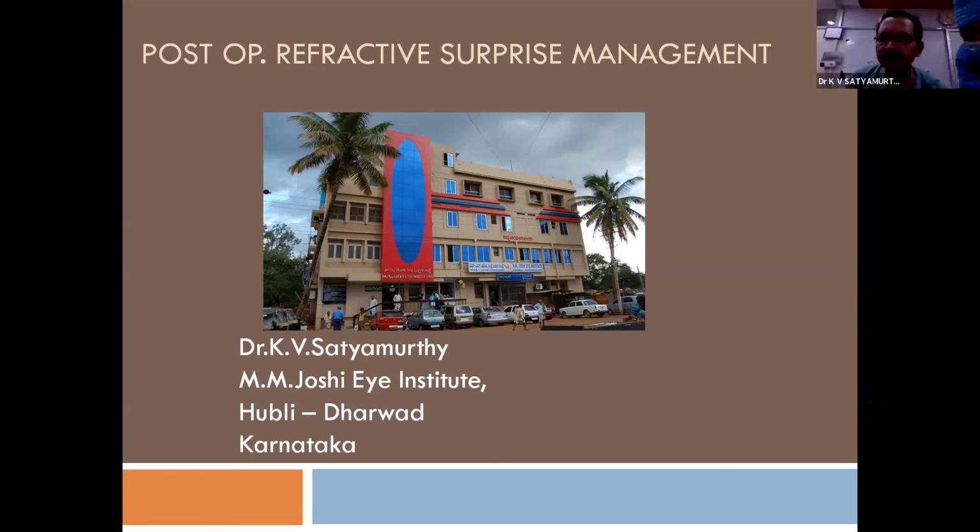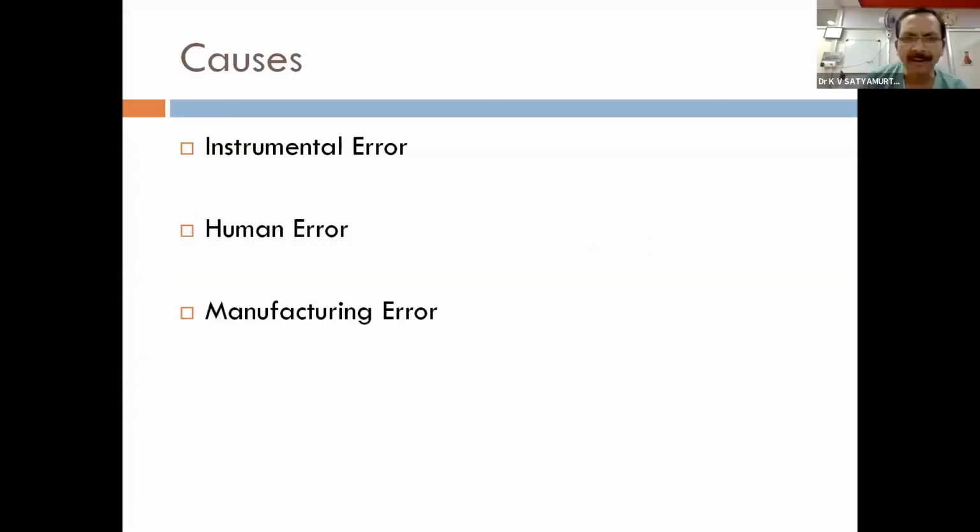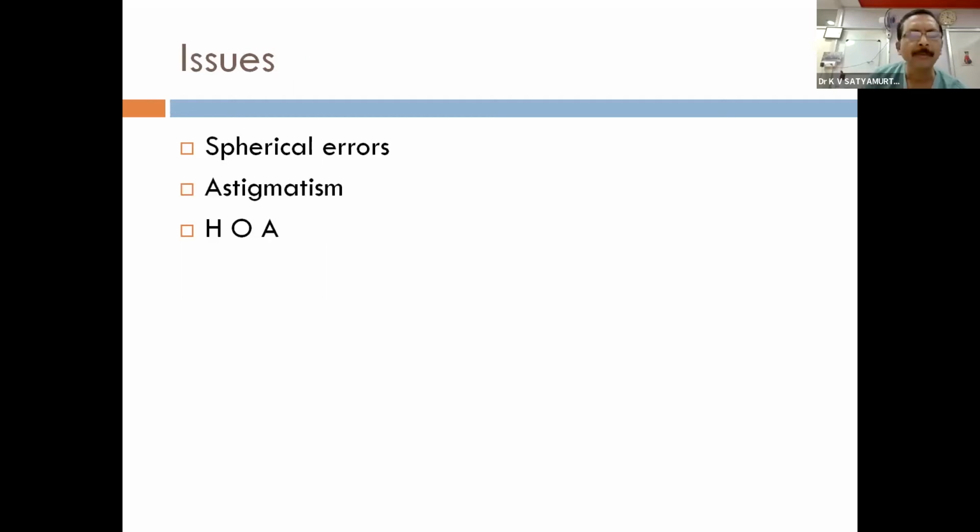See, that's what post-op refractive surprise is. It's a common problem for all of us. It may be because of instrumental error, like biometry or any of the instruments not being properly calibrated, or it can be human error, especially when we do contact biometry or immersion biometry, or there can be manufacturing error. Very rarely it occurs that an IOL is wrongly labeled. This has happened to us also. It can be in the form of spherical errors, or astigmatism, or a combination of the two, or sometimes higher order aberrations which reduce the vision. So we'll have to address these things.